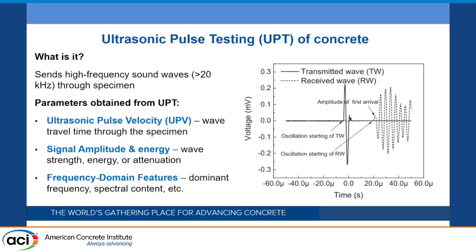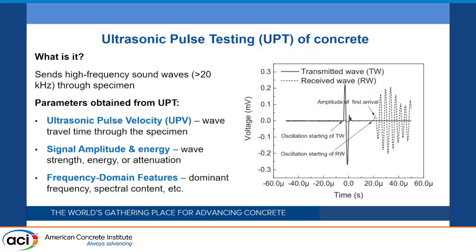Among the NDT methods used for concrete, ultrasonic pulse testing, or UPT, is the most widely used one because of its simplicity, portability, and repeatability. In this technique, high-frequency sound waves are transmitted through a specimen. While they're being transmitted, if they encounter any interlayers, air voids, or cracks, they might get reflected. By analyzing the received signal that comes out of the specimen, we can find out what's happening inside. Here are some parameters that can be obtained from the results of a UPT.